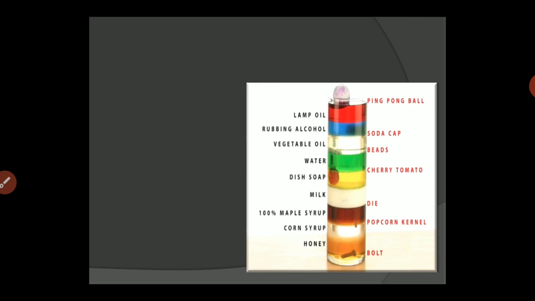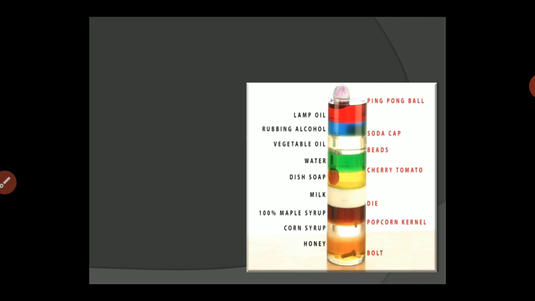Isn't it looking very colorful? Yes, it is. Now what is this? It is different liquids poured into the same container. The peculiar thing about the liquids that are being poured here is they all have different densities. So what happened when they were poured in was, the one with the maximum density went down, the one with the least density stayed on the top. So you can see the lamp oil on the top and the honey at the bottom.